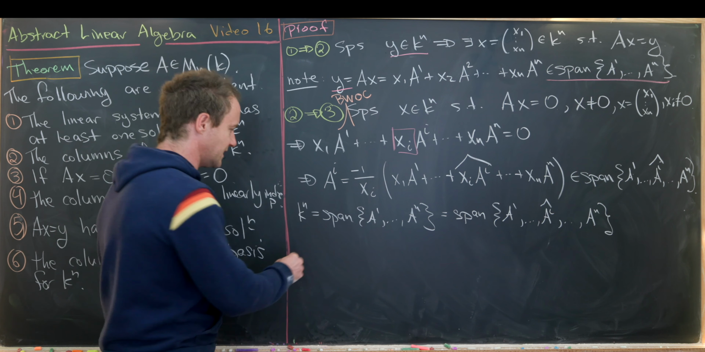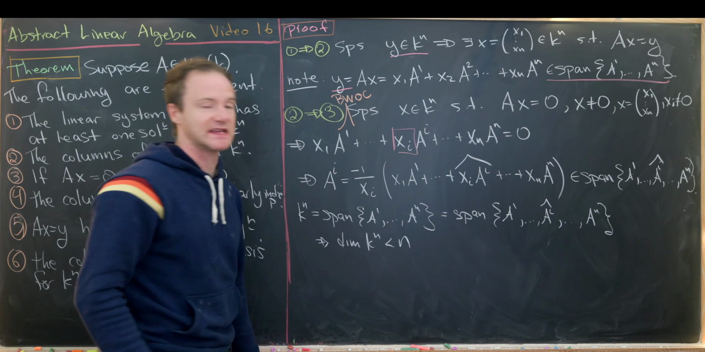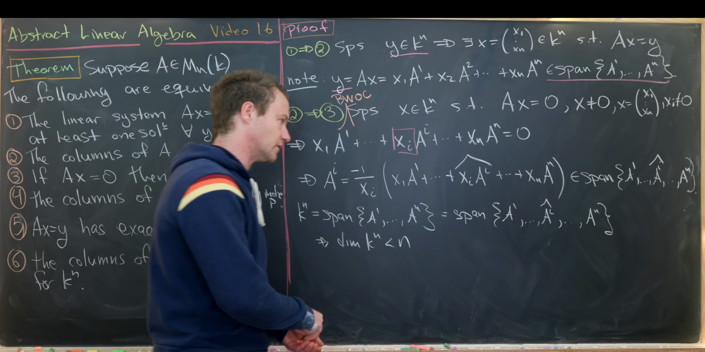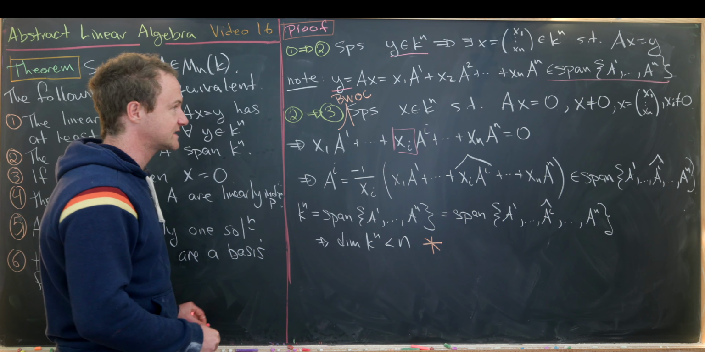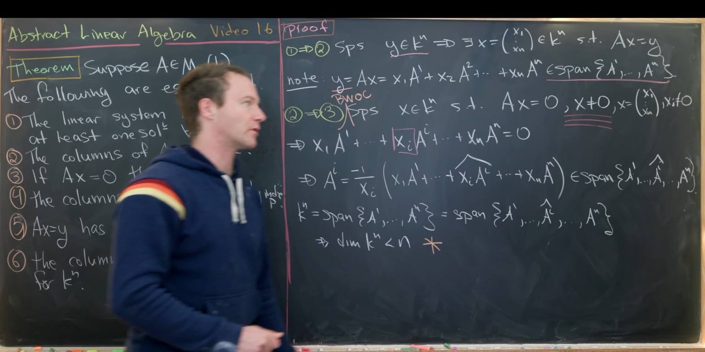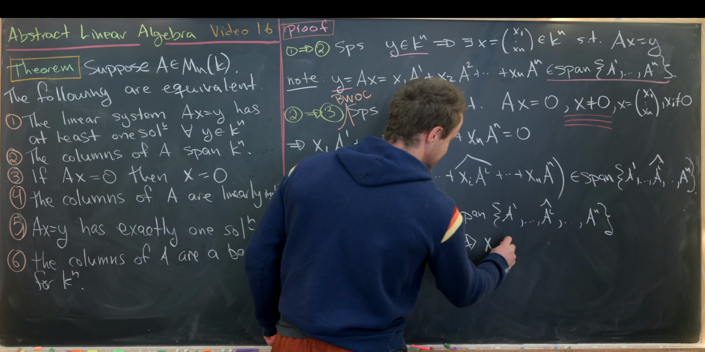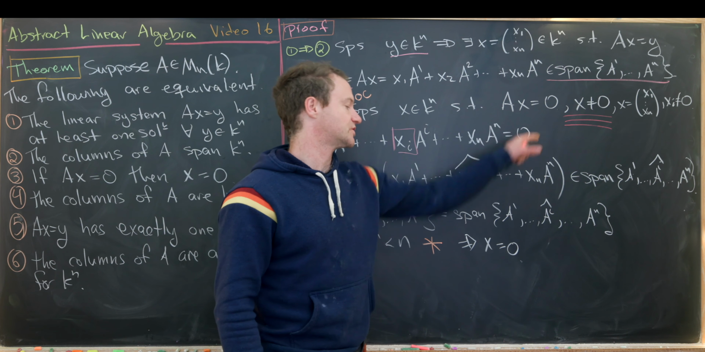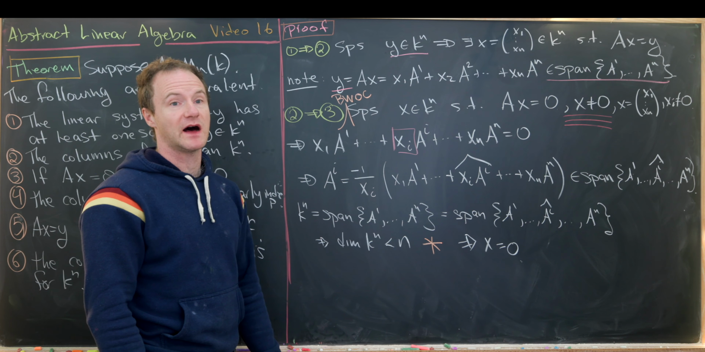But that's a problem because that tells us that the dimension of Kn is strictly less than n, because it's spanned by less than n vectors. So like I said, that is a contradiction. So what fact have we contradicted? Well, we contradicted this assumption right here where we assumed that x was not equal to 0. So that means that x must in fact be equal to 0, which is exactly what we wanted. We wanted to show that the only solution to this equation was the trivial solution. So that finishes off 2 implies 3.